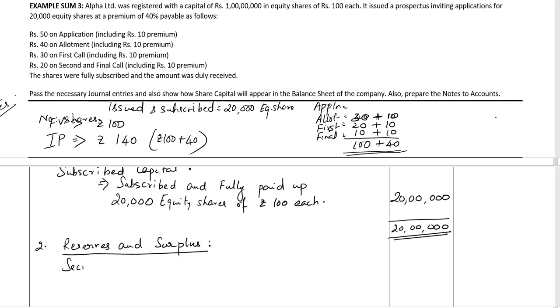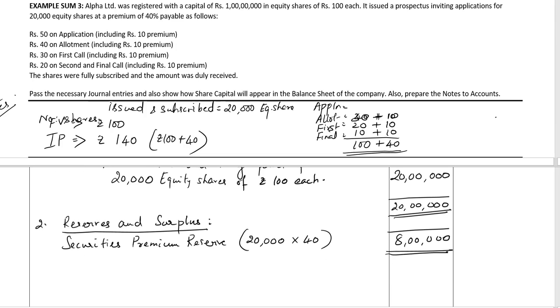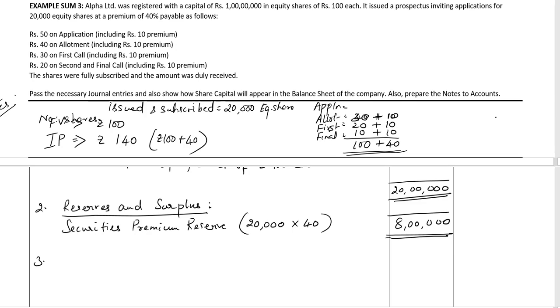We have securities premium reserve. It's on 20,000 shares at the rate of 40 rupees per share. Comes up to 8 lakh rupees. And that's the amount to be shown under reserves and surplus. And the final note for cash and cash equivalents.